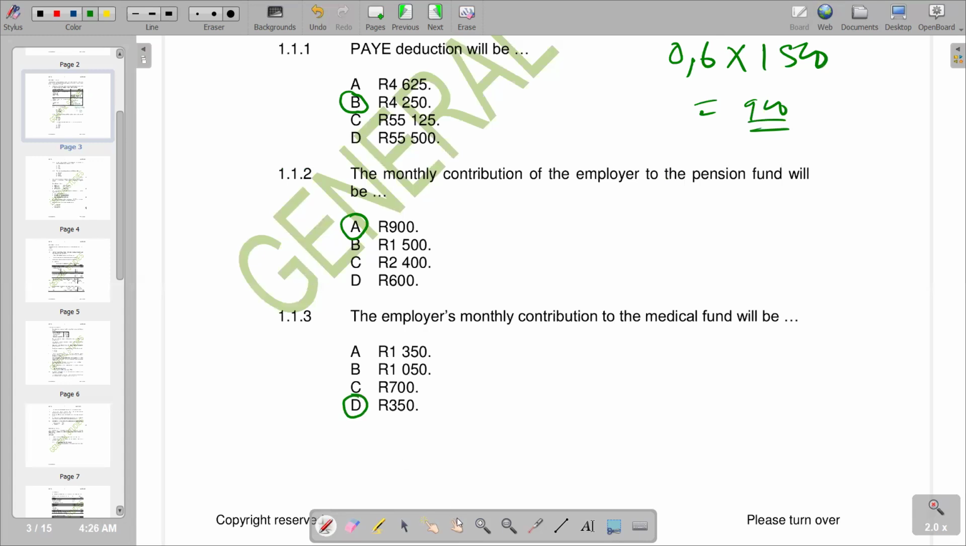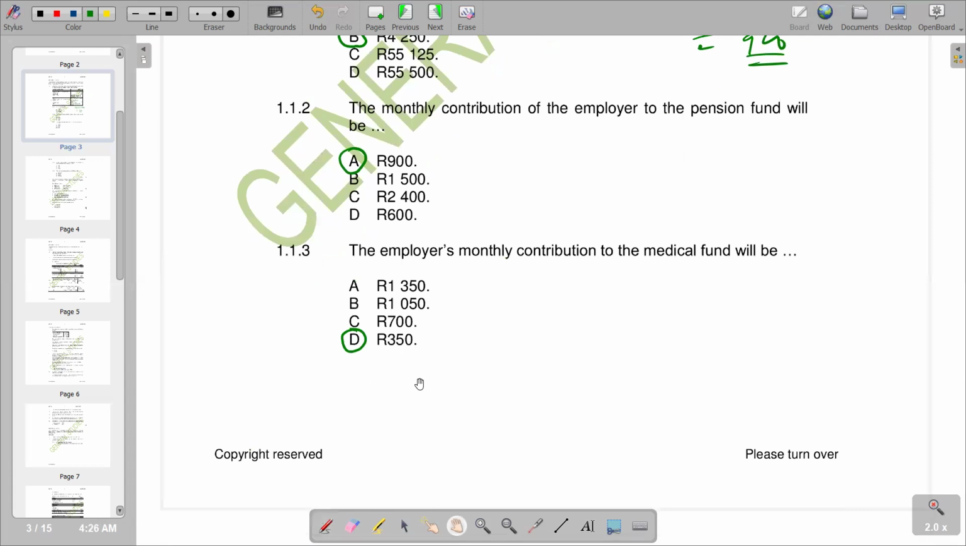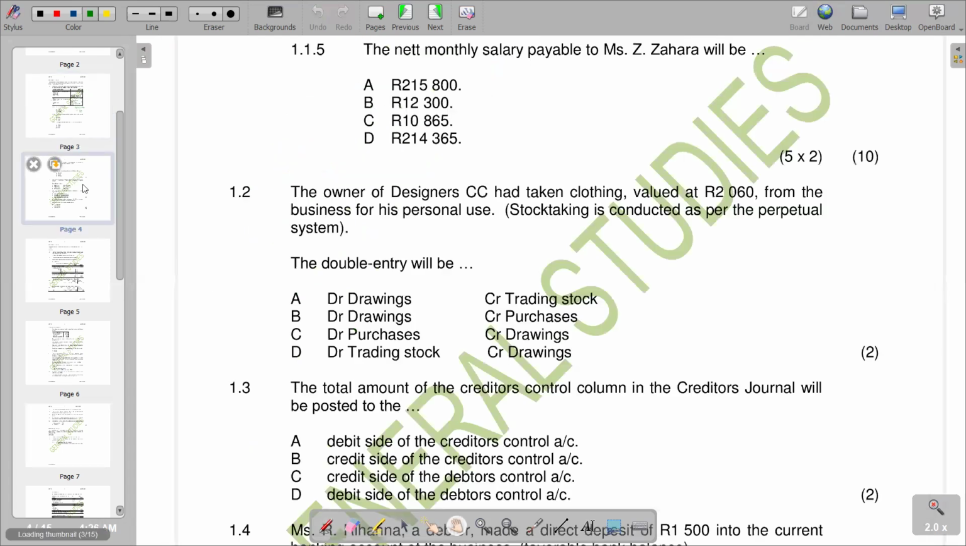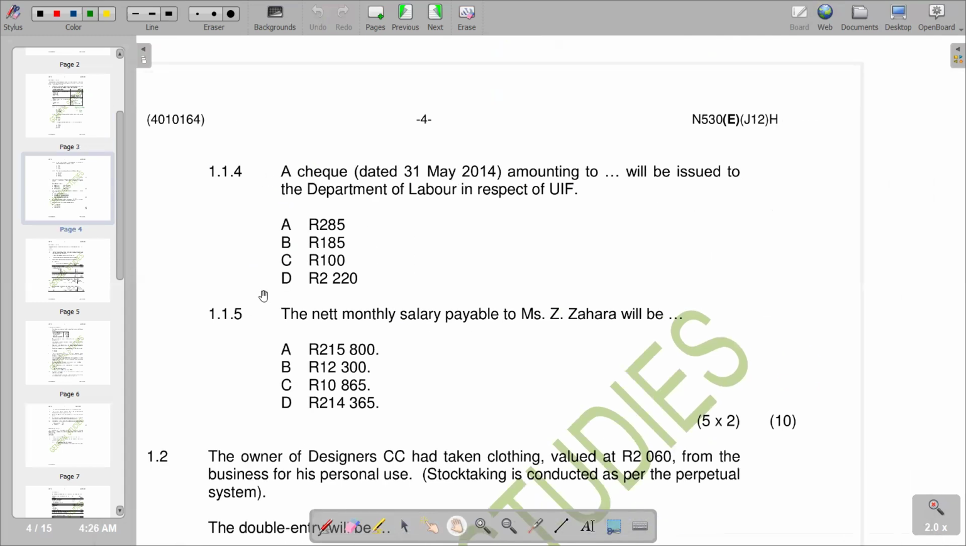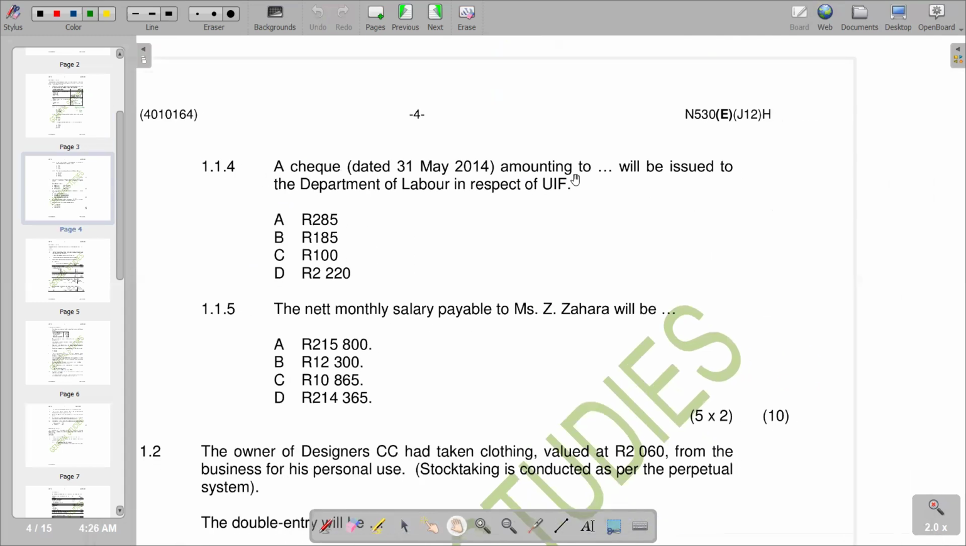And then we try to see what else we can have. This is the last question on this page, so you can move on to the next page, where it says 1.4, a cheque dated 1 May 2014 amounting to this will be issued to the Department of Labour in respect of UIF. So, UIF, to calculate the UIF now.